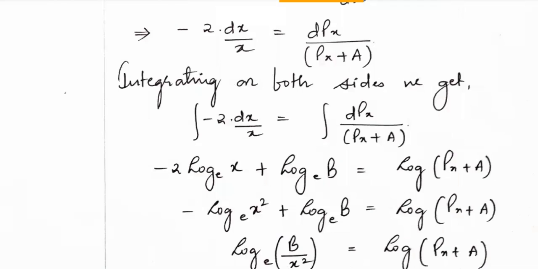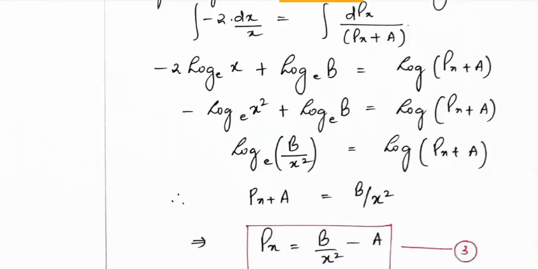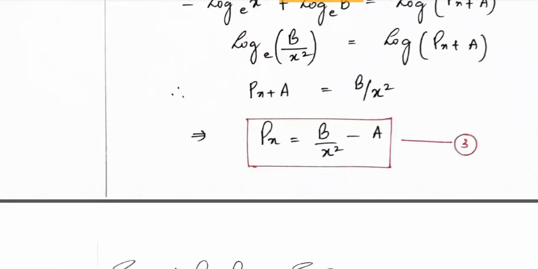Once we are done with this, I'll be cancelling the log on both sides. When you cancel the log on both sides, what do you get? So here log and here log, I'll cancel it. So it is px plus a is equal to b by x square. So I'm in need of the radial pressure. So px I'll keep on one side, a I'll shift to the right side. So it is b divided by x square minus a. And you take this as equation number 3.